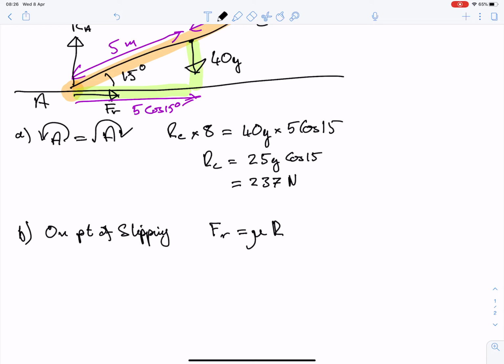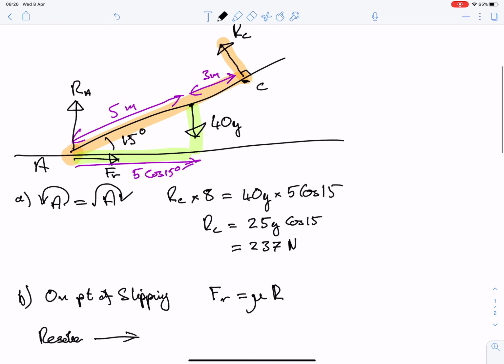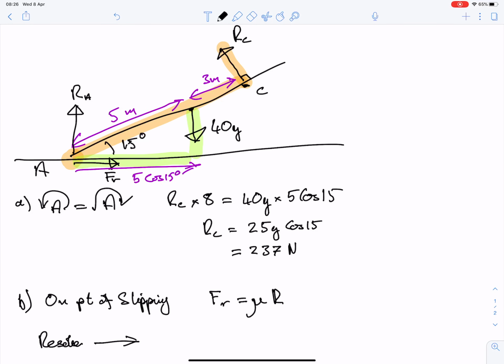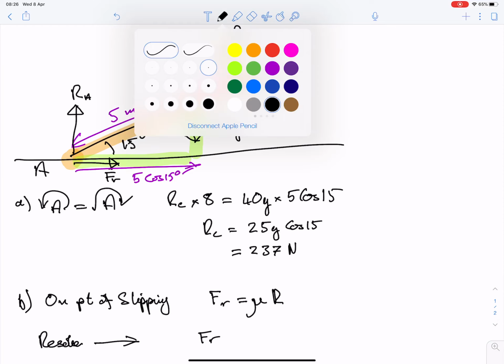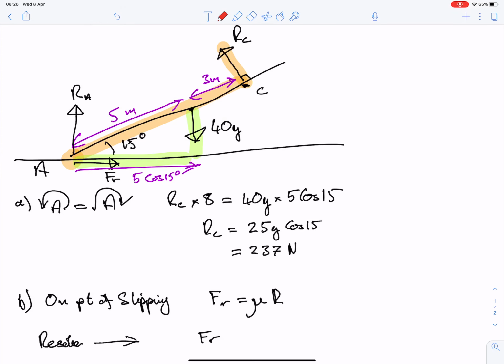So that tells us we need to find an expression for friction and an expression for R. Well, we revert to our usual standard things. Let's resolve parallel and perpendicular to the plane. So we're going to resolve parallel to the plane first of all, taking the right as positive. And if we look at that, we've got the friction. Now, RA and 40G have no horizontal components. What we do have up here, though, is RC.